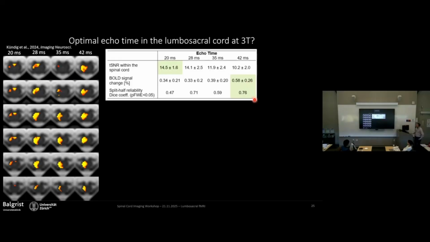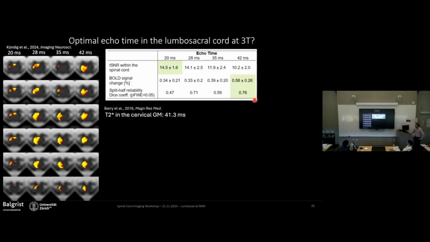We also looked at the split half reliability, so we divided the data into 2 10-minute parts. Then we looked at their similarity using the Dice coefficient. We also found that the Dice coefficient was higher when we used the longest investigated echo time, 42 milliseconds, which is interesting because, of course, the TSNR was the lowest for the highest echo time.